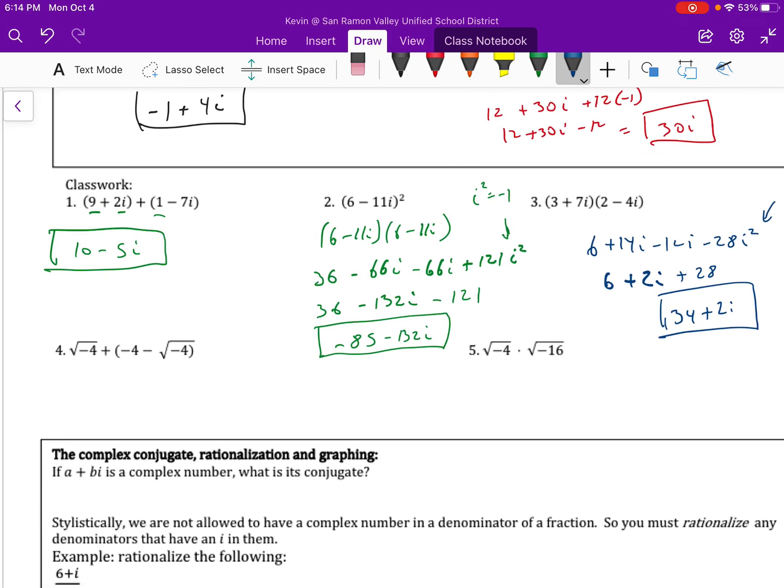Coming down here, a couple different ways. You could look at this and just go, okay, we have the square root of negative 4 minus the square root of negative 4. Those cancel out, leaving us with negative 4.